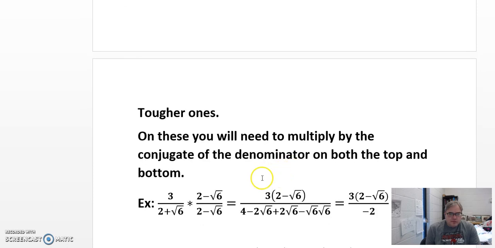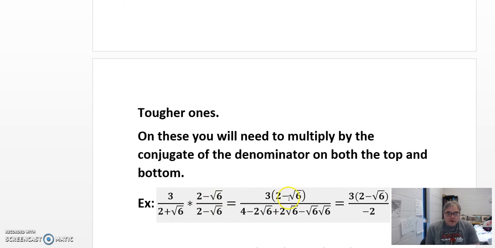So here my original problem would be 3 over 2 plus square root of 6. Well, I mentioned in class the conjugate of something like 2 plus square root of 6 is 2 minus the square root of 6. So if I want to get rid of this radical, I have to multiply by the conjugate when they get more complicated. So top and bottom by 2 minus square root of 6.